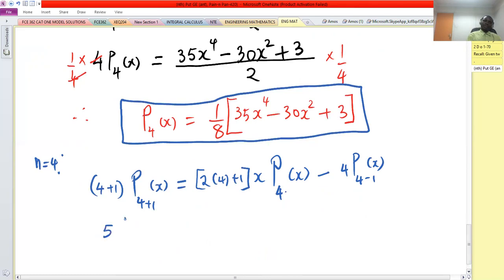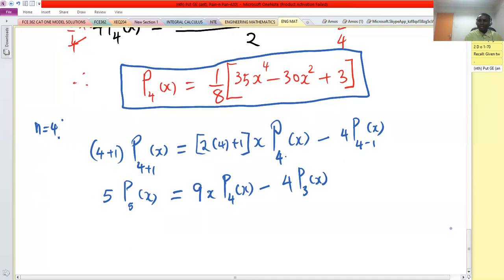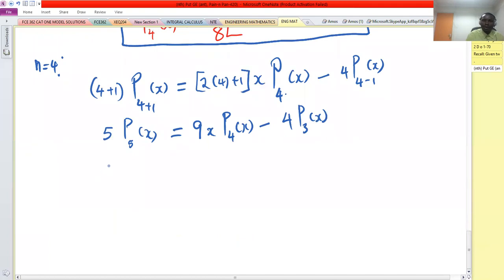This will be 5 P5(x) equals 9x P4(x) minus 4 P3(x). So replace in the values. So we'll have P5(x) equals 9x.